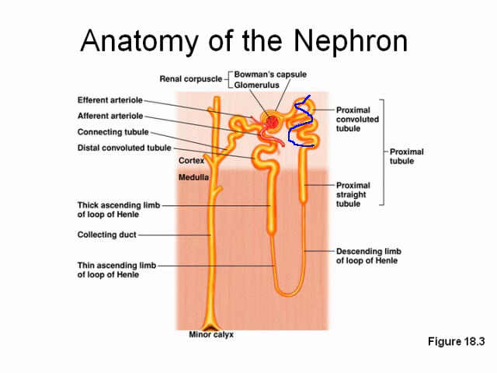There's a convoluted part versus a straight part. Then there's what's called the loop of Henle, which consists of both a descending portion and an ascending portion. And then a thick limb of the ascending loop of Henle. And this terminates in what's called the distal convoluted tubule. So again, it's a convoluted tubule.